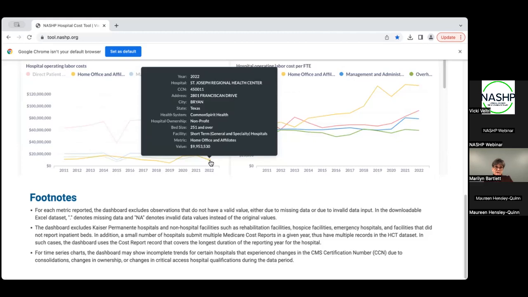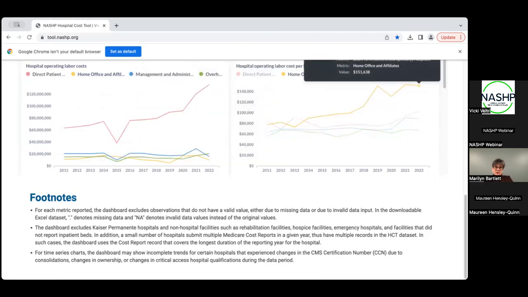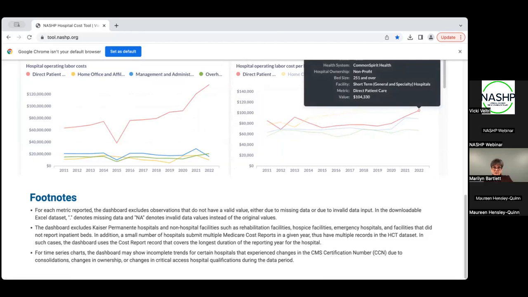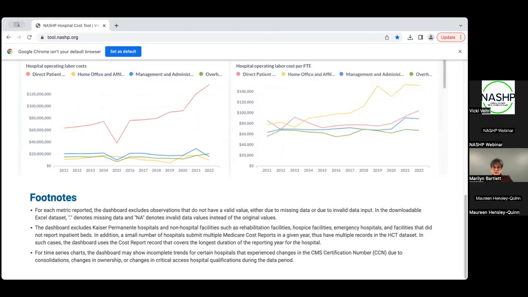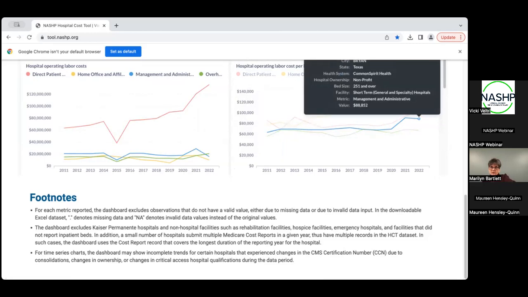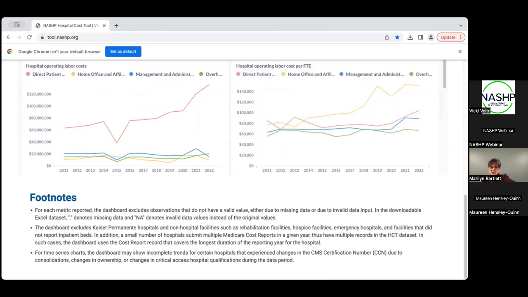You see the total value was 9.9 million, but the total salary per FTE is around 152,000, dropping down to direct patient care at 104, management administration 88, and then overhead. It's interesting because you can see some of the philosophy here that they may be dropping a little bit along the way. This hospital doesn't do it, but you'll see some where management responsibility is going to home office. You'll see that increase while the other one decreases.